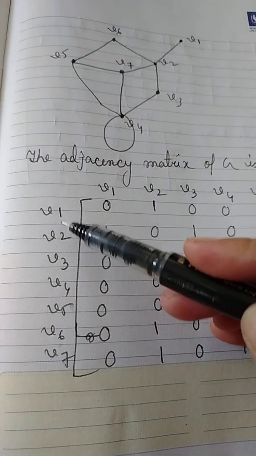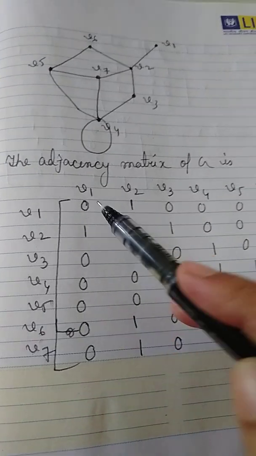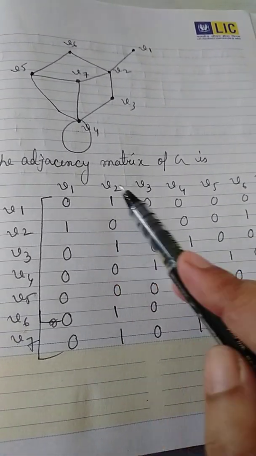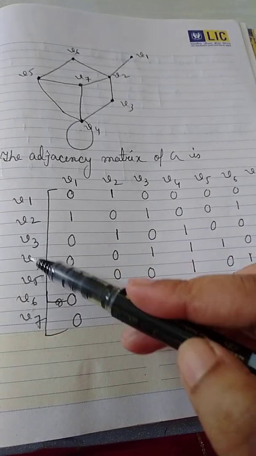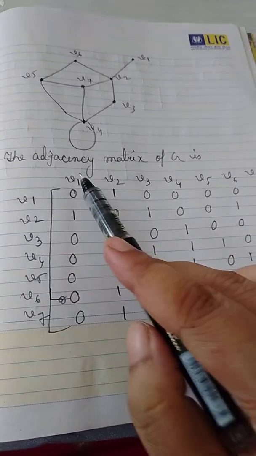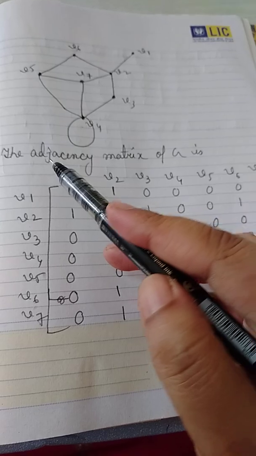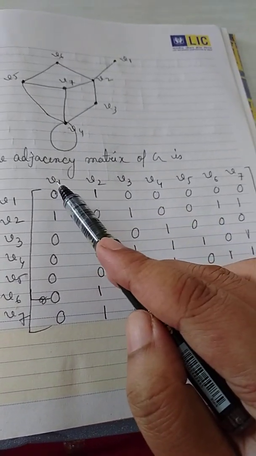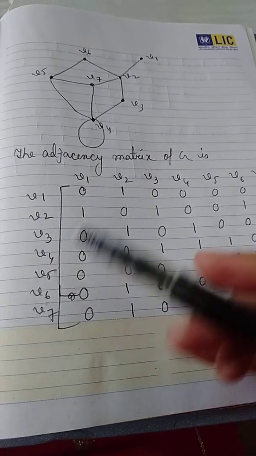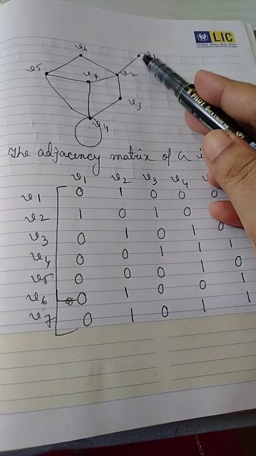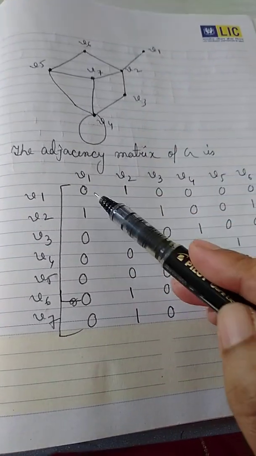So we shall write the 7 vertices here in column and in row also. We shall write V1, V2, V3, V4, V5, V6, V7, and here also V1, V2, V3, V4, V5, V6, V7. That means in case of the adjacency matrix we have to write the vertices in the row as well as in the column. Now you see from V1 to V1 there is no loop. That means it will be 0.